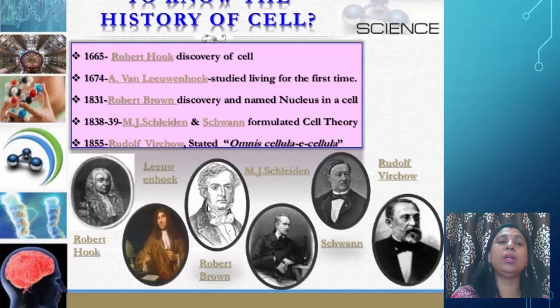In 1838-39, two scientists, M.J. Schleiden and Theodor Schwann, formulated the cell theory, and in 1855, Rudolf Virchow stated omnis cellula e cellula. Omnis cellula e cellula means every cell arises from a pre-existing cell. This is also a statement of the cell theory.